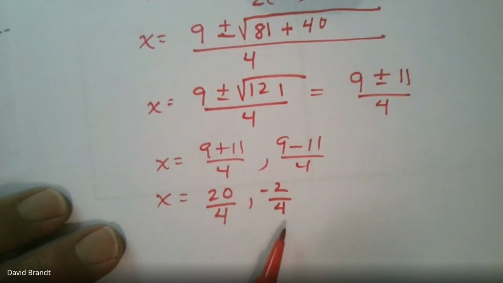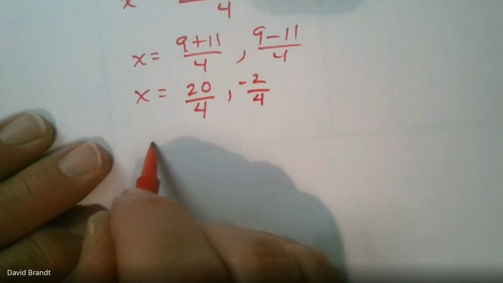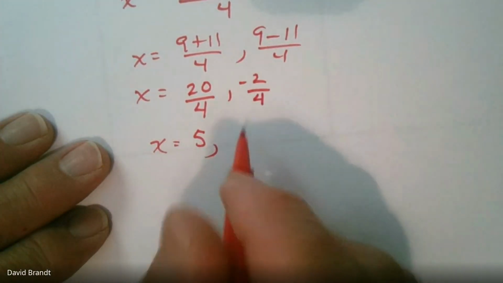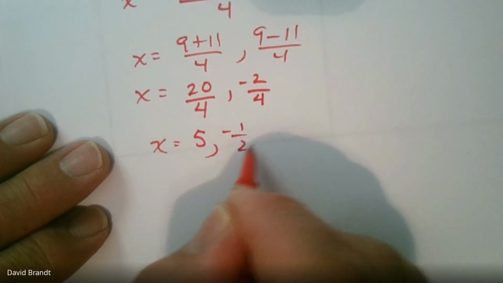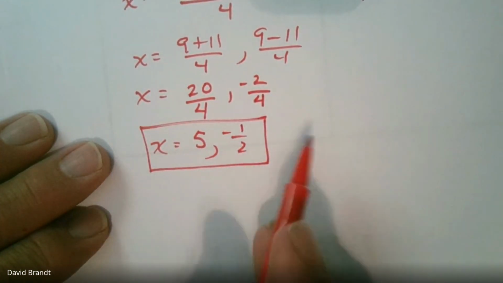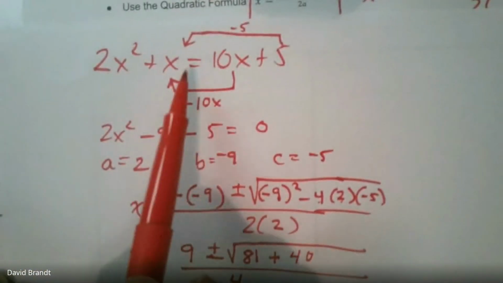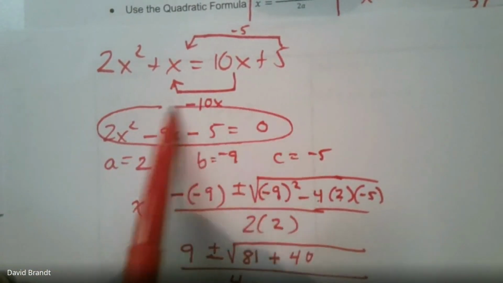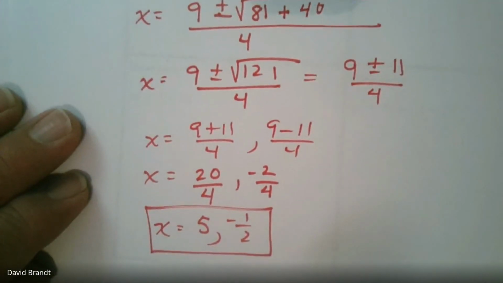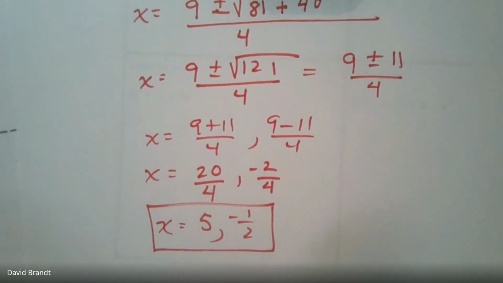And we need to reduce them both. 20 over 4 reduces to 5. Negative 2 over 4 reduces to negative 1/2. And those are my two solutions. That's the same solutions I would have gotten if I'd gone through and done red motorcycle. That looks complicated, but it's the same formula every time. You don't have to remember to factor. All right, this is a good place to stop. We'll stop here, and we'll do the last two examples in the next video.